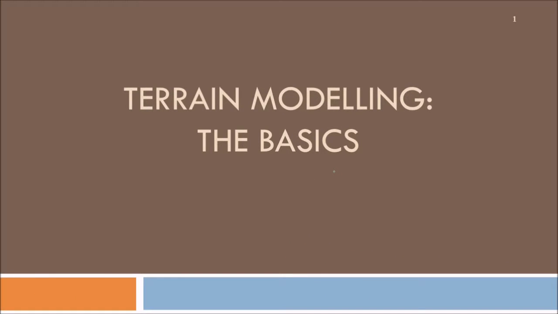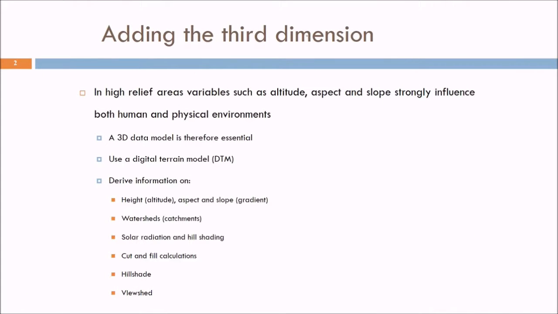So, in remote sensing and GIS, we often come across terrain modeling because this is very much required. We'll see the basics of this terrain modeling. In terrain modeling, we have to think in terms of adding the third dimension. In high relief areas, altitude, aspect, and slope strongly influence both human and physical environments. So, a 3D data model becomes essential.